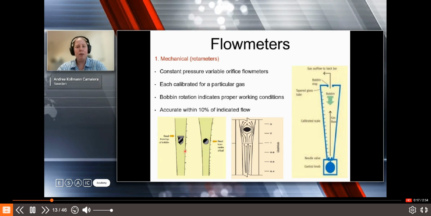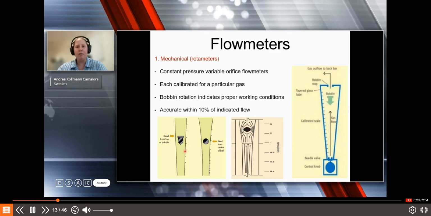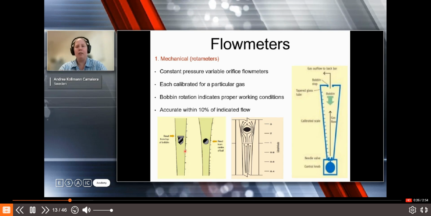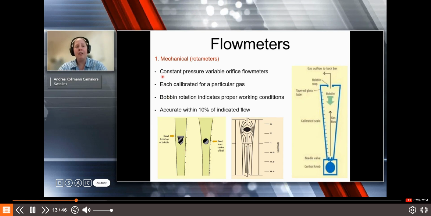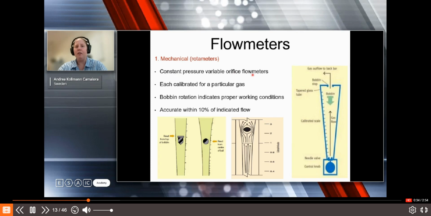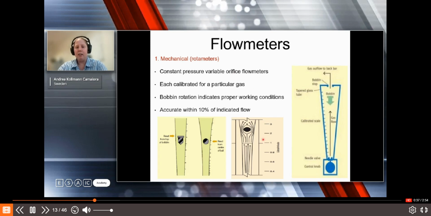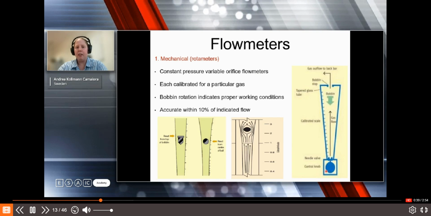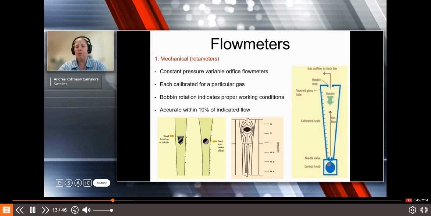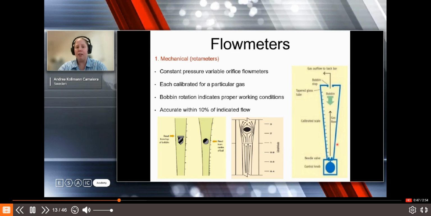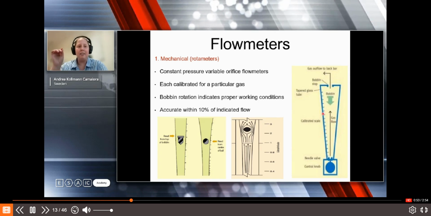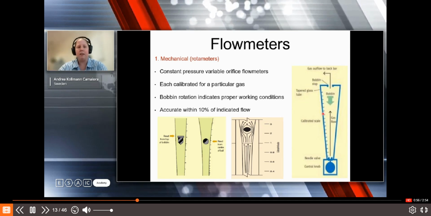And how often do the rotameters, aka mechanical flow meters, come up in the exam? A lot. And there is a phrase that you need to memorize: they are constant pressure, variable orifice flow meters. What does this mean? It means that the pressure coming into the flow meter is constant, but the orifice, do you see how it is increasing in diameter? So it is a variable orifice flow meter.